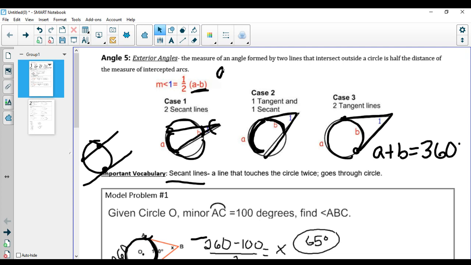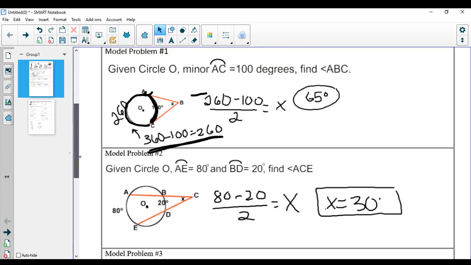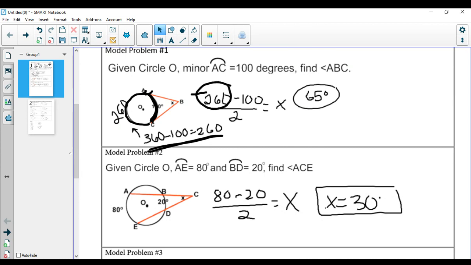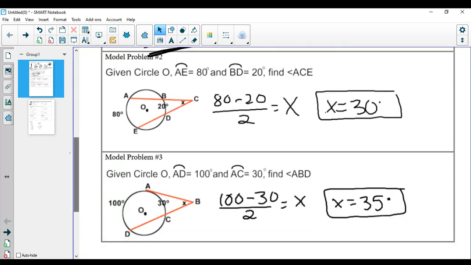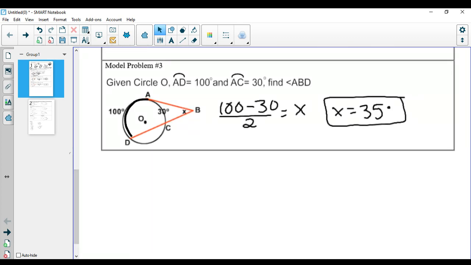All right, you can write it like this as well. Remember in the bow tie one we added and divided by 2? Well, this one we're going to subtract and divide by 2. So you're just going to take the bigger arc minus the smaller arc, divided by 2, and you get 65 for the angle. And you're going to do that for every single one of them. Take the bigger arc minus the smaller arc, divided by 2, equals your angle.